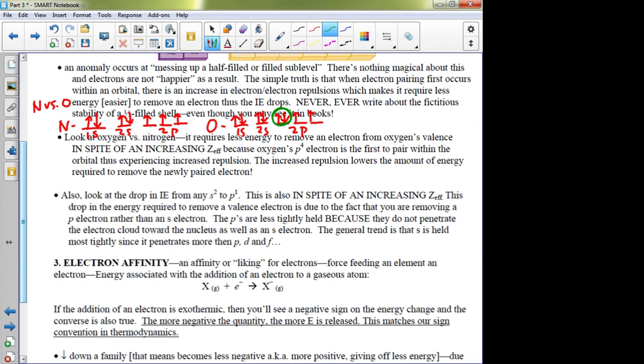Okay? Remember that fourth argument that I said you can use a lot of times to explain exceptions? All atoms want to minimize their electron-electron repulsions. Why? Because it puts them in a lower energy state and it makes them more stable. So oxygen is willing, okay, to give up this electron easier than this electron right here. Oxygen is more willing to give up that electron than nitrogen is because oxygen is trying to minimize the electron-electron repulsion.